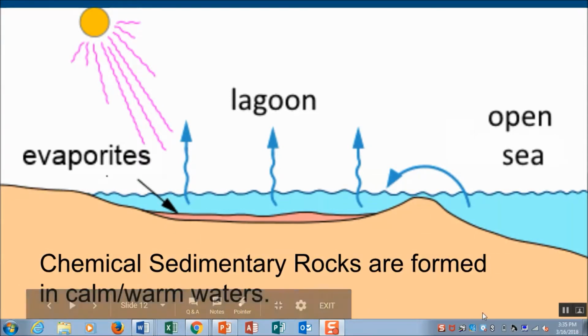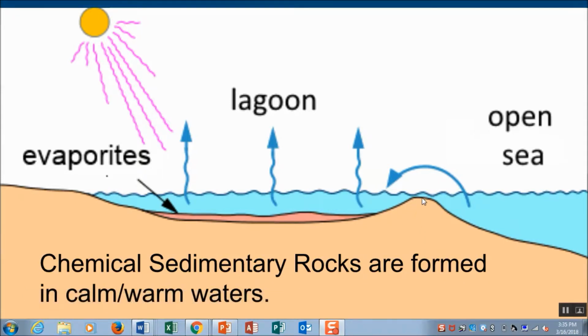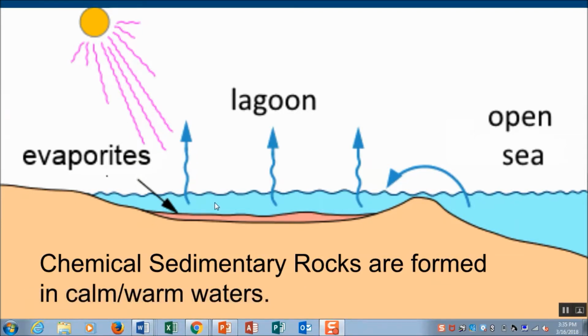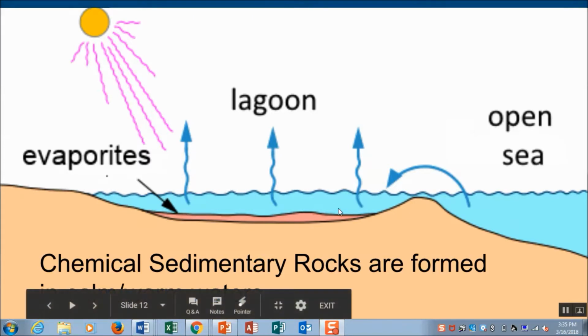Here's a side view of that. You have the open sea right here, and then the way that the sandbar is formed, it goes up here a little bit, so it sort of protects this lagoon area from the high energy open sea wave action that's happening. You can also see that the sunshine is beating down on the lagoon. That's evaporating the water out, and then you have minerals and rocks that are precipitating out of this solution and then falling to the bottom of the ocean.